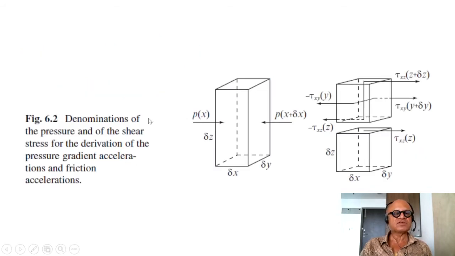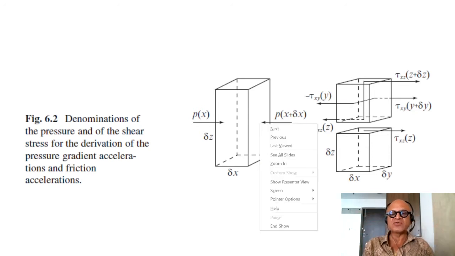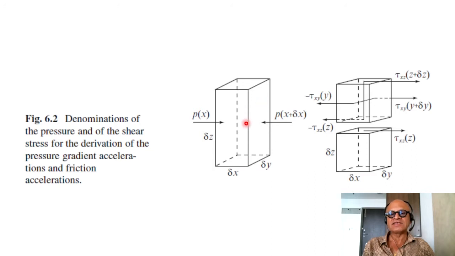Moving on to the real forces, the denominations of the pressure and of the shear stress for derivation of the pressure gradient accelerations and friction accelerations, these are the real forces we have to consider for our governing equation. So we have a unit volume of delta x, delta y, delta z that we are considering. Let's look at the x direction first. Px is acting in the positive x direction on the left interface. Px plus delta x is acting on the right interface, but because pressure is always compressing, we have Px plus delta x going in the negative x direction, so it's the difference that's going to act on this delta y, delta z interface.